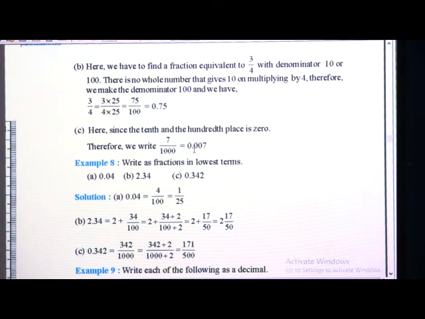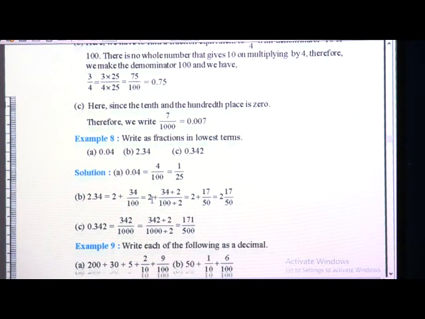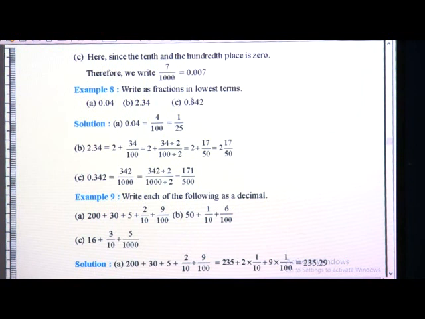After decimal point, we have 3 place values, that is, first is 10th, then 100th, then 1000th. In the 1000th place value, in the numerator's place we have 7. So, 7 comes in the place value where we have 1000. Okay. So, these were the examples. Let us move to the next example. Write as fraction in lowest terms.